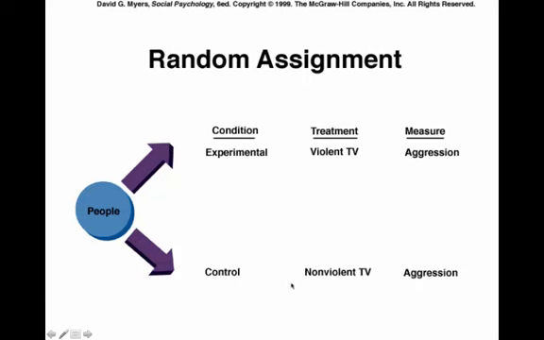And the dependent variable is going to show us the effect or impact that the independent variable is having. So again, the study is looking at, does exposure to violent TV increase aggression? So in order for us to be able to determine this, what we do is look at aggression in the participants. So aggression here under measure would be your dependent variable.